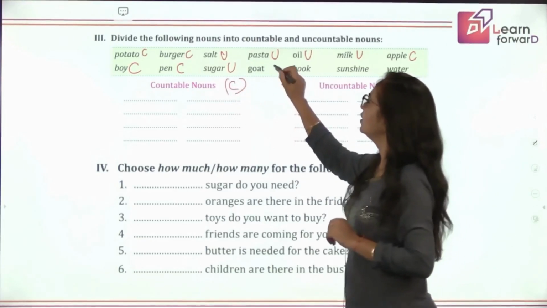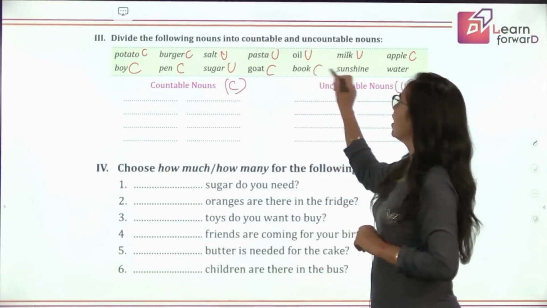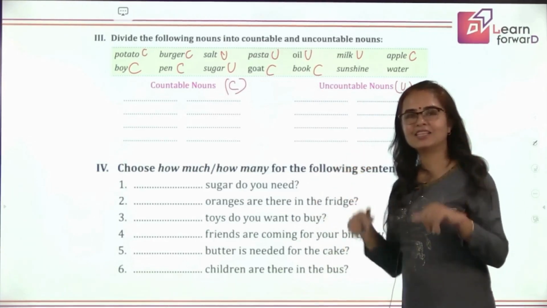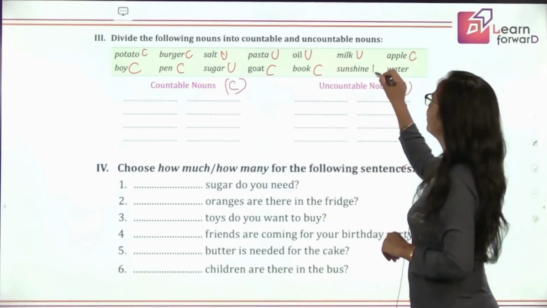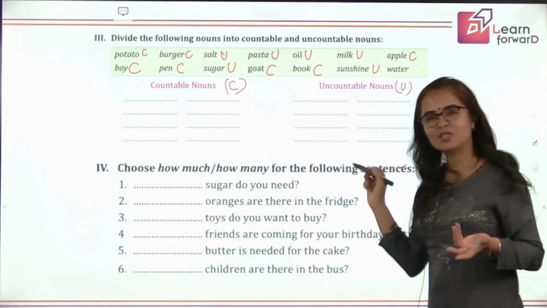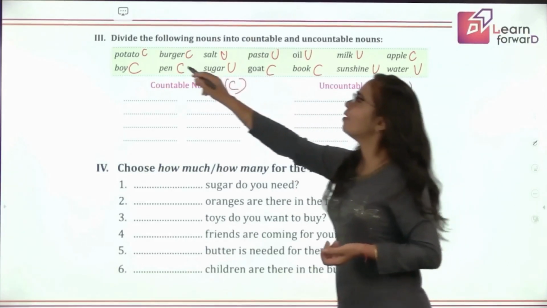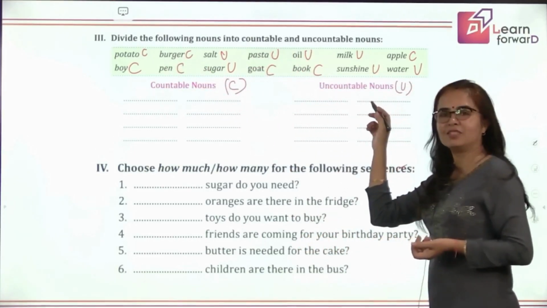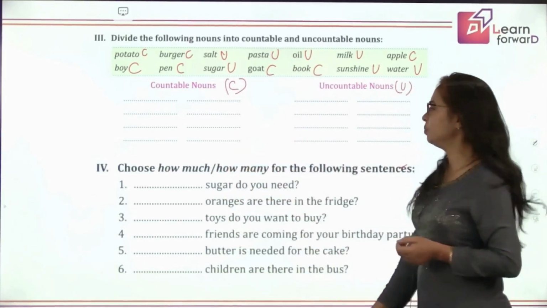Yeah, that's an animal. Good. Book is also countable. Do you get the sunshine in counting? No, that's uncountable. And of course, water is also a liquid. So it is also uncountable. So we have marked here C for countables and U for uncountable. So you'll be making a list of countables and uncountables here.